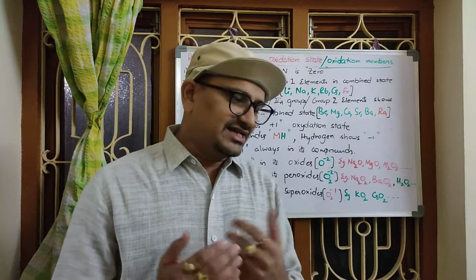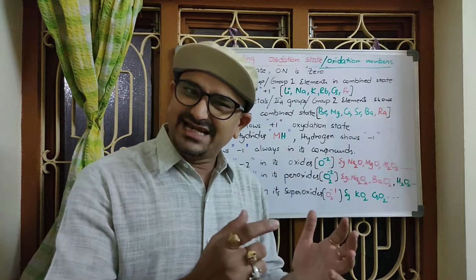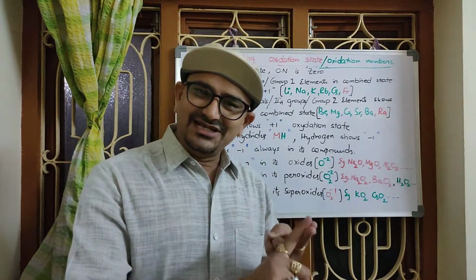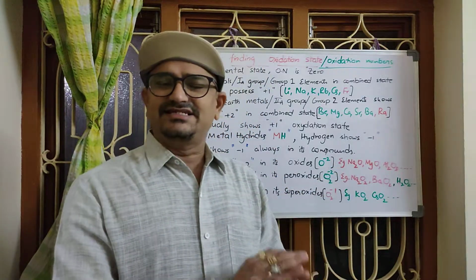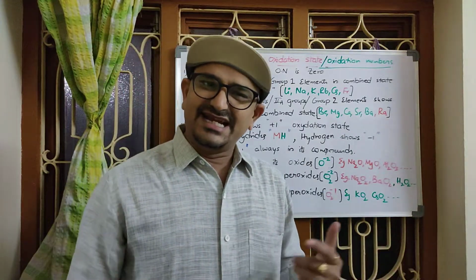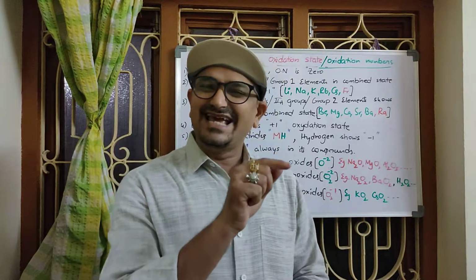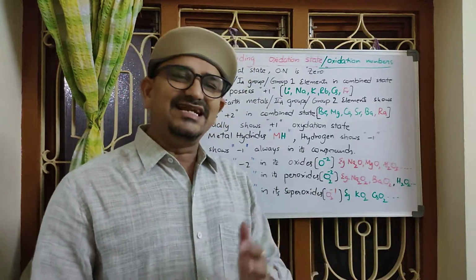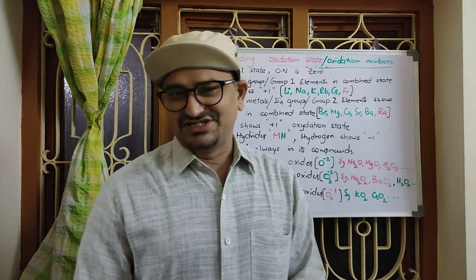Similarly, oxygen, what's the native state? O2. Oxidation state is 0. Similarly, fluorine F2, chlorine Cl2, bromine Br2, iodine I2, etc. In all these molecular forms, native states, their oxidation states are 0. Similarly, sulfur is available in the form S8. Phosphorus is available as P4. In these native states also, the corresponding elements possess 0 oxidation state.